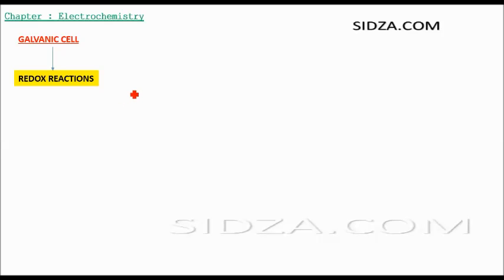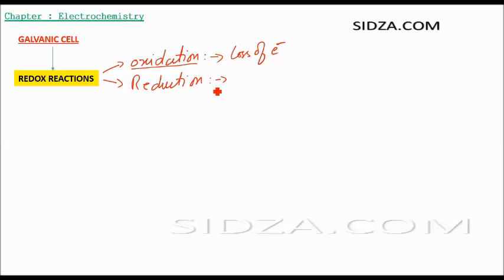a redox reaction. A redox reaction, we know, is one where one substance gets oxidized and another substance gets reduced. So in a redox reaction, oxidation and reduction are going on. What is oxidation? Simply, it's the loss of electrons, and reduction is the gain of electrons.